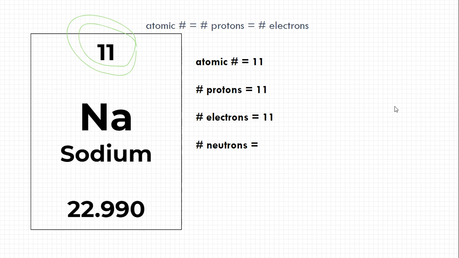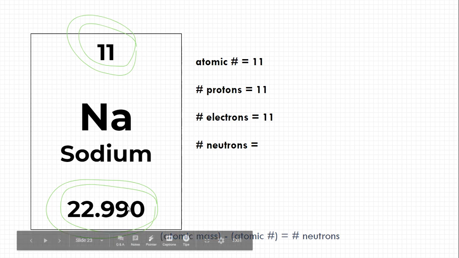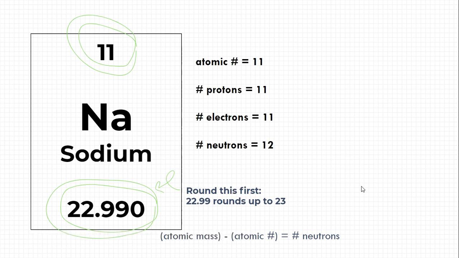And our neutrons are the atomic mass minus the atomic number, which is 11. And remember, we do round it before we move on. So 22.99 rounds up to 23. 23 minus 11 gives us 12. That's it. That's how simple it is.